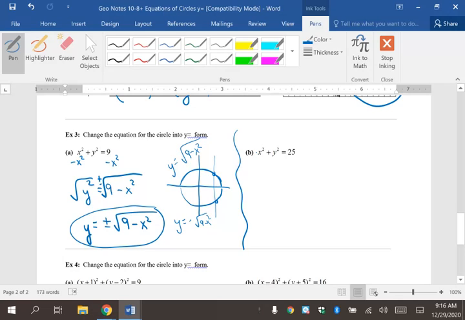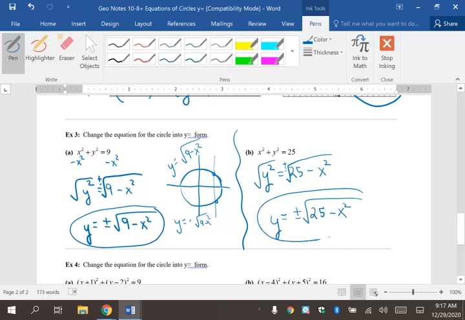Okay, let's go ahead and solve for y for part B. Subtract x squared from both sides, and then take the square root of both sides. Take plus or minus, so y equals plus or minus the square root of the quantity 25 minus x squared.